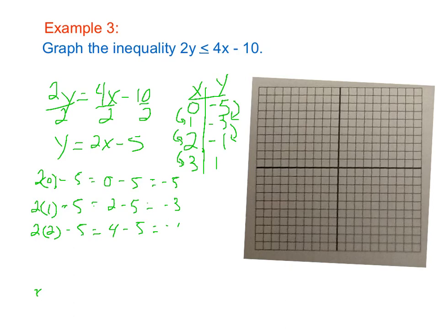So I'm going to go ahead and graph those points. We got 0, -5. We've got 1, -3, 2, -1, and 3, 1. Okay, so we've got some points there. Now we have an equal to symbol in our inequality, less than or equal to. So this is going to be a solid line.